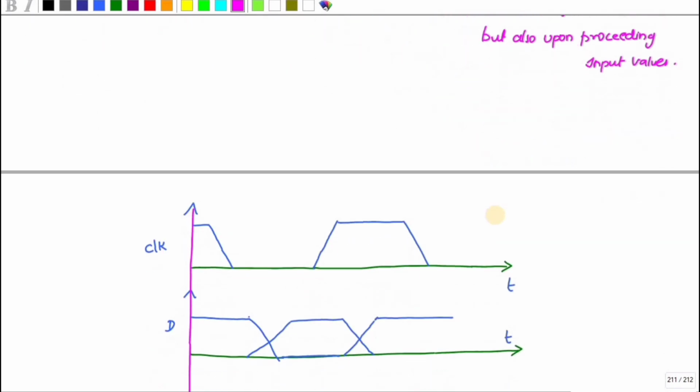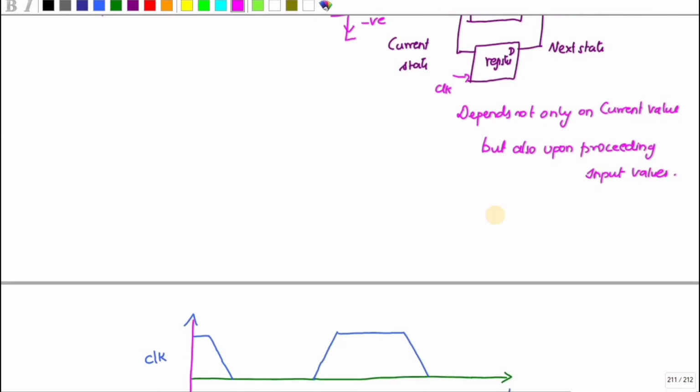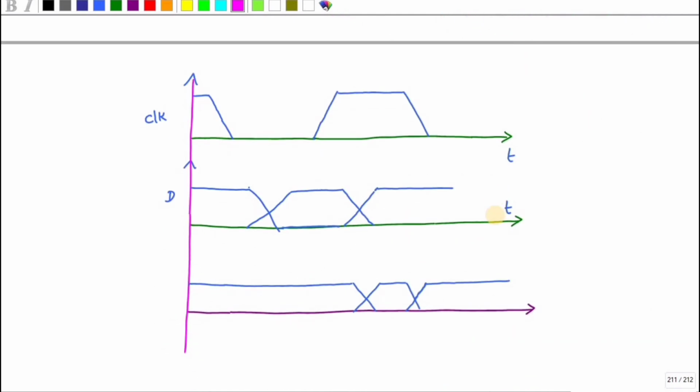Suppose this is the clock I am giving to this register and D is my input. For the next clock, which is a positive edge triggering, during this time the data must be stable. You can see this data is not changing during this time. This is nothing but your setup time.